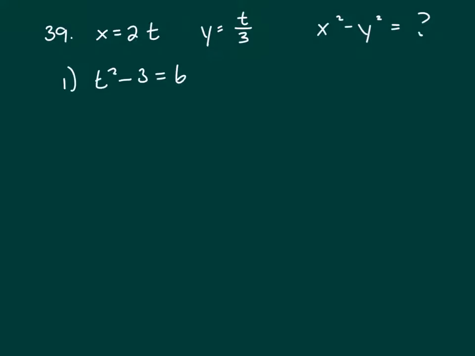We are trying to find the value of x squared minus y squared. And I've written clue 1 here, so let's solve this equation for t. So that's going to be t squared equals 9. And then you take the square root of both sides. And when you take the square root of both sides, you always have a plus or minus. So t equals plus or minus 3.